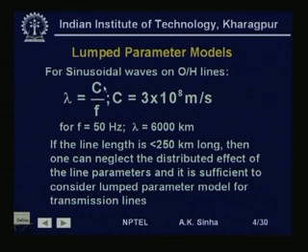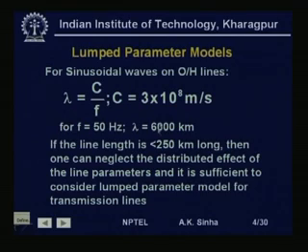Therefore, wavelength lambda is equal to c by f, where c is 3 into 10 to the power 8 meters per second. If we substitute this value of c, and for frequency of 50 hertz, we get lambda is equal to 6000 kilometers. That is, the wavelength of a transmission line at 50 hertz is of the order of 6000 kilometers. Since most of the transmission lines that we have are only of a few 100 kilometer length, therefore, in most of the cases we can neglect the distributed parameter model of the line.